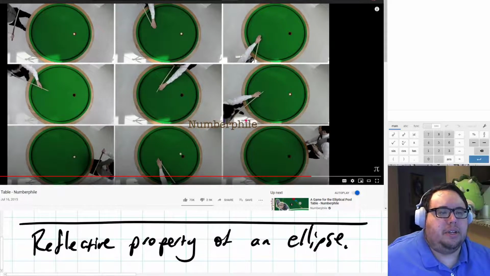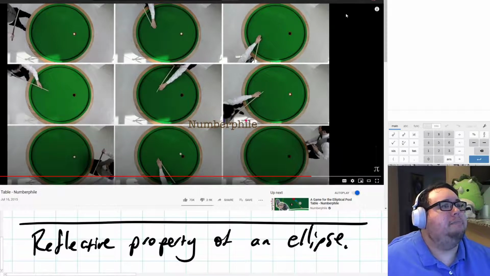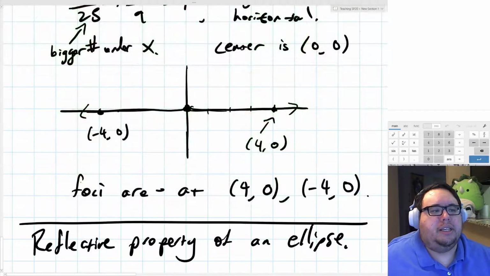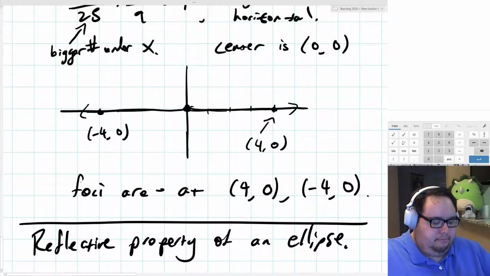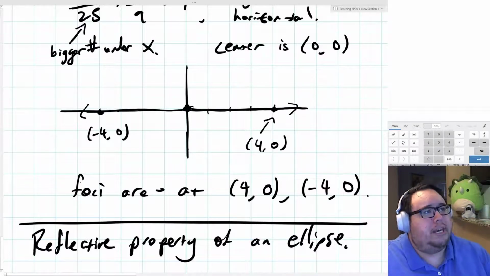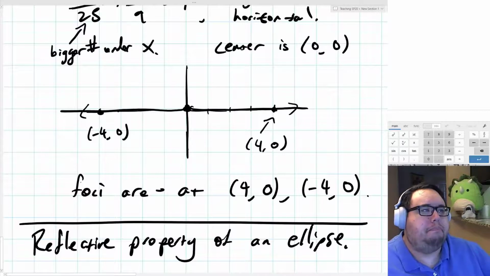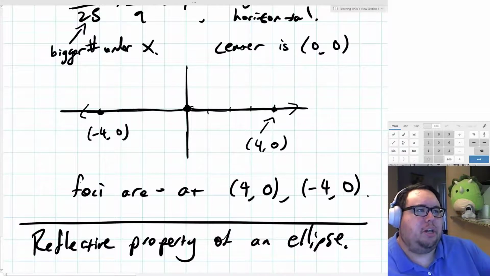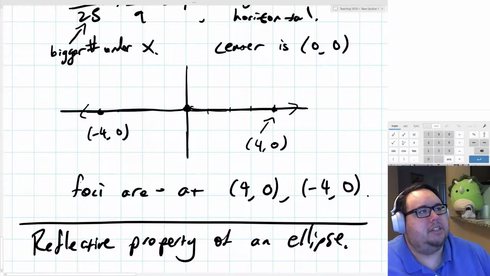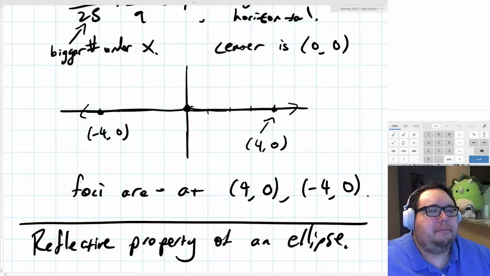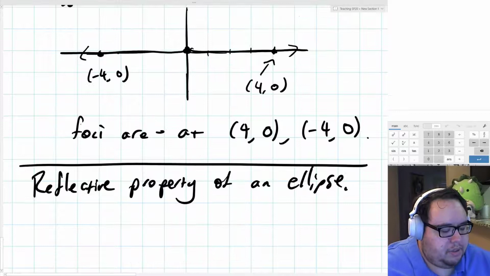I'll post a link to this video after lecture so you guys can watch it. He explains it a little bit, but basically what's happening there is that the edge of the pool table has a little bit of flex to it. So when it bounces, if he shoots it really hard, the angle isn't quite right, and if he shoots it really softly, the angle isn't quite right. But in general, I think this well demonstrates the reflective property of an ellipse.